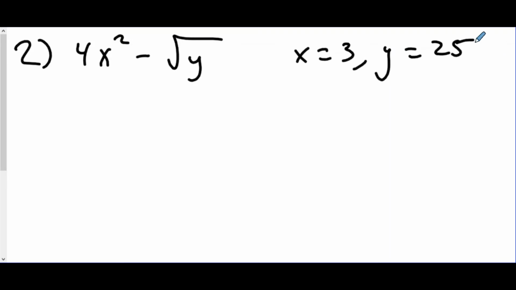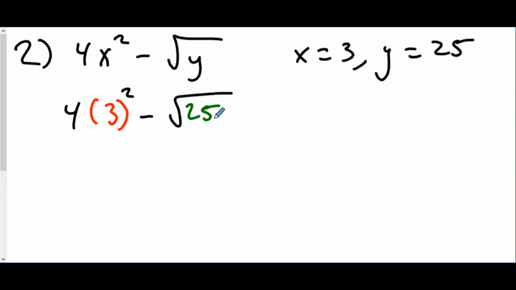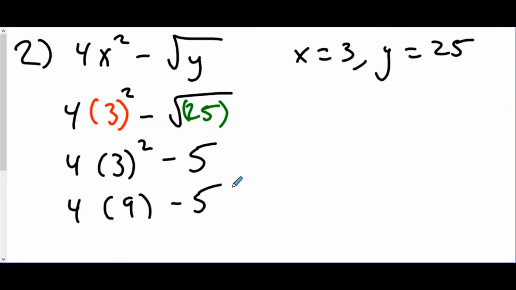Question 2 is 4x squared minus the square root of y. X is equal to 3 and y is equal to 25. So substituting in those two values, I have 4 times 3 squared minus the square root of 25. And then I'm going to do this first because a square root is a grouping symbol, which is why I didn't also write parentheses in there, but you could. So the square root of 25 is going to be 5. Exponents next. 3 squared is 9. 4 times 9 is 36. And 36 minus 5 is 31.